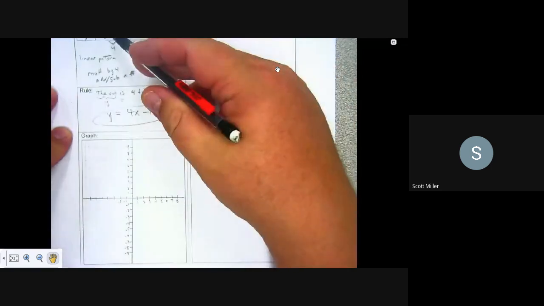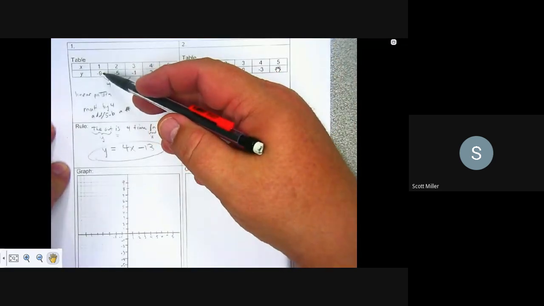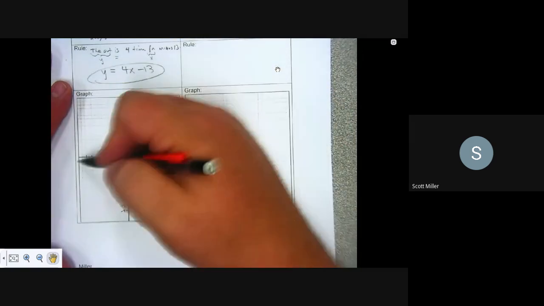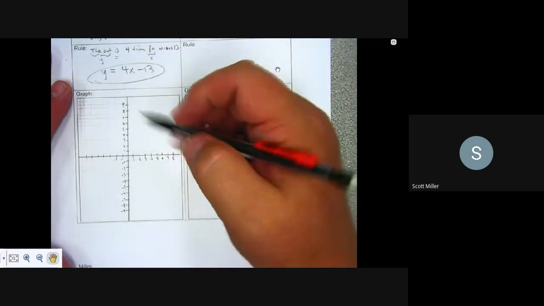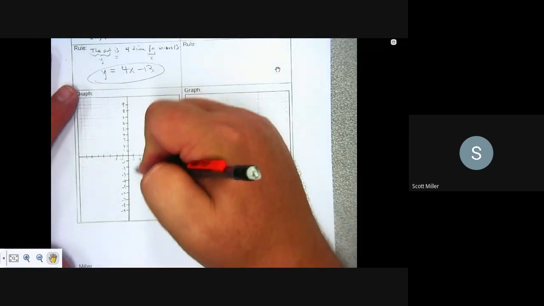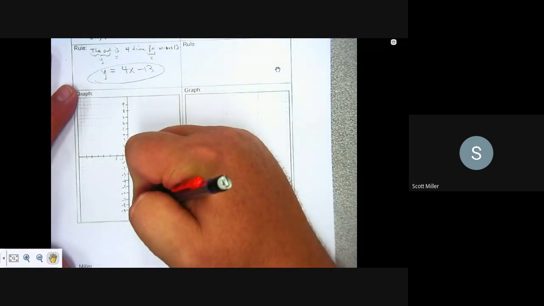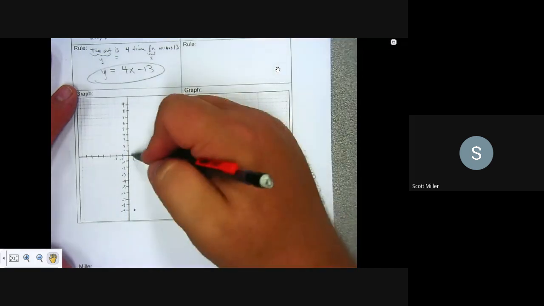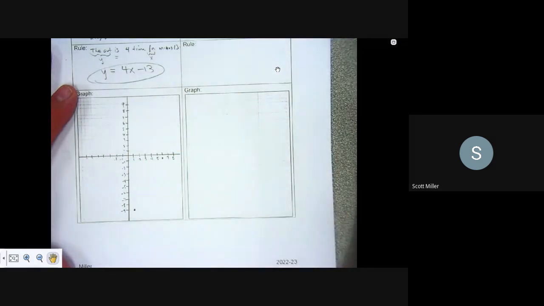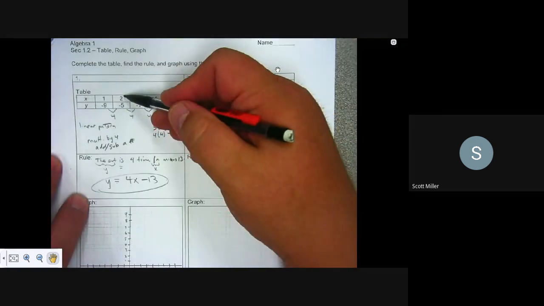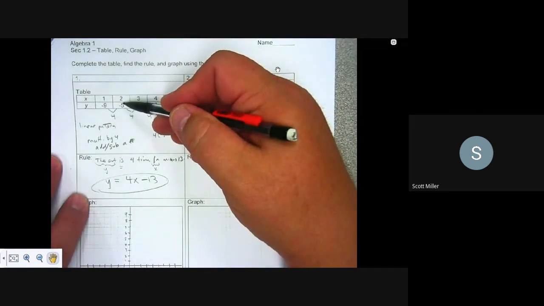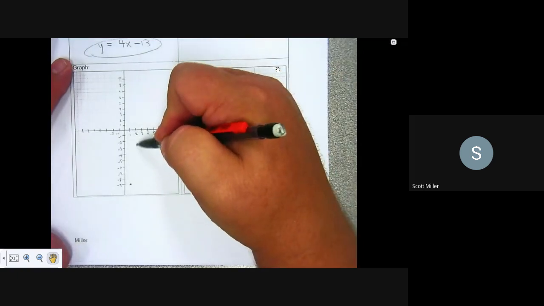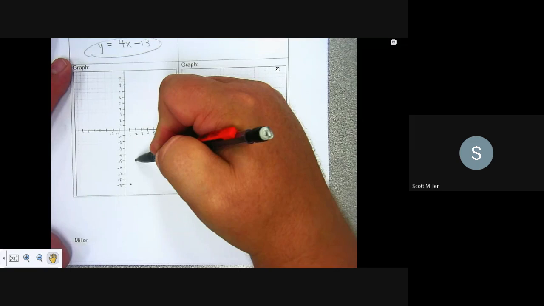So 1 and -9. So when you put a dot on a graph, the right or left is first, then up and down. So 1 on the X, -9 on the Y, and you put a dot. That is -1. I'm sorry, that is 1, -9. Where does 2 go? 2 goes to -5. Go to 2 on the X, go to -5 on the Y, and put a dot.